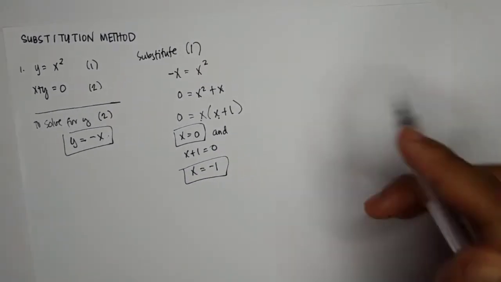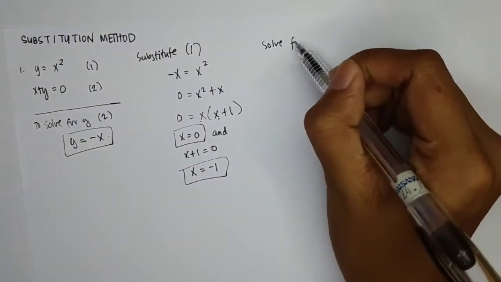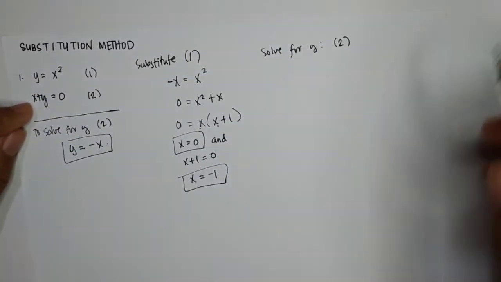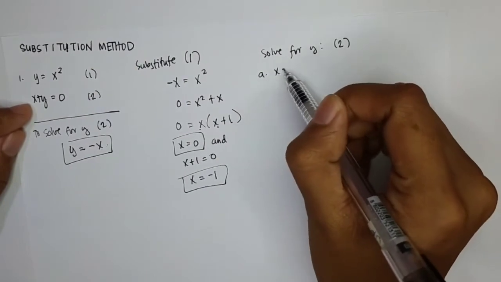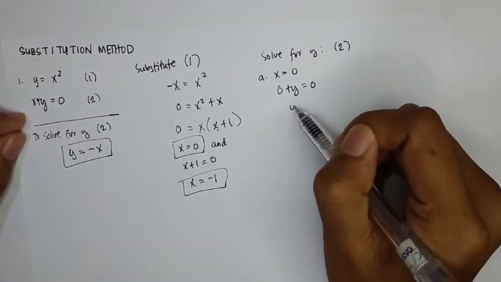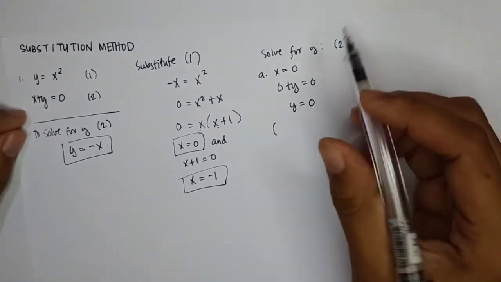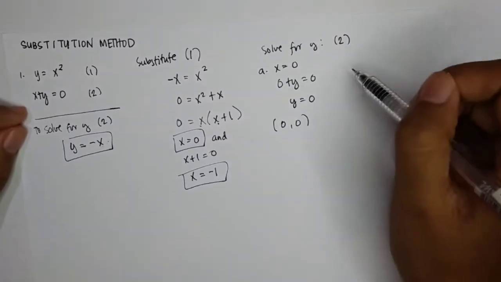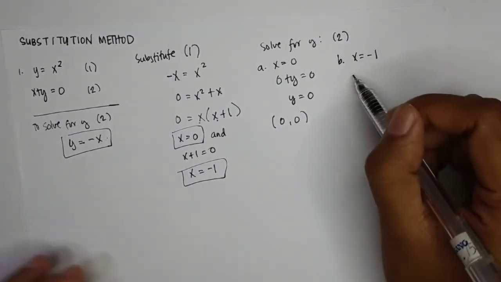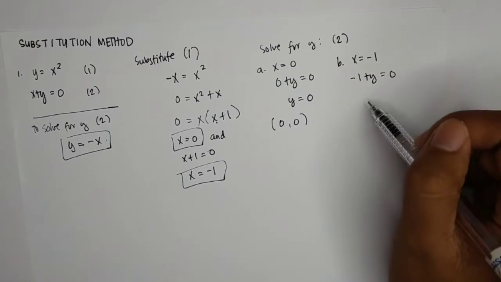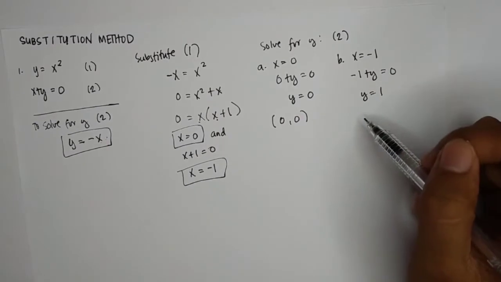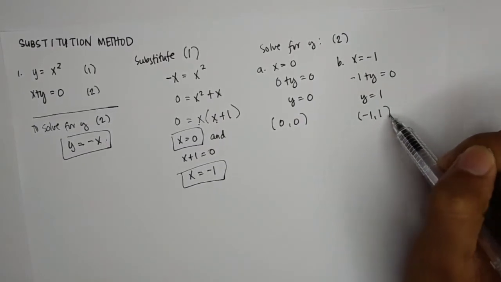So now let's solve for the value of y. Solve for y tayo using our second equation. So for x is equals to 0, we have here 0 plus y is equal to 0. So y is equal to 0. So our solution for this, we have 0 and 0. Then dito sa b naman, for x is equals to negative 1, we have here negative 1 plus y is equal to 0. Transpose natin yung constant. That will be now y is equals to 1. So our solution now will be negative 1 and 1.